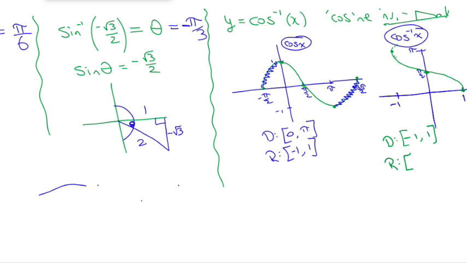What's the range? 0 to pi. What quadrants is 0 to pi? First quadrant and second. So when we're doing cosine inverse, it only works in the top two, where sine inverse works on the right two, first and fourth. All right.